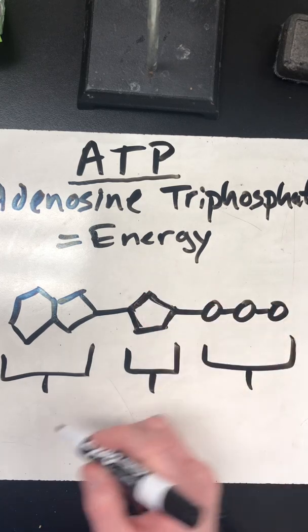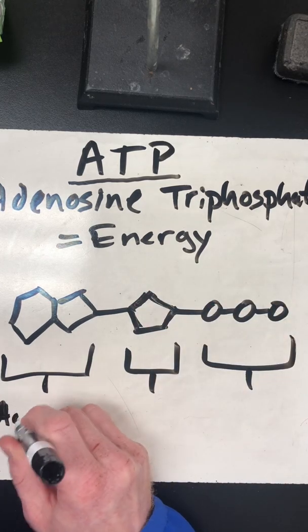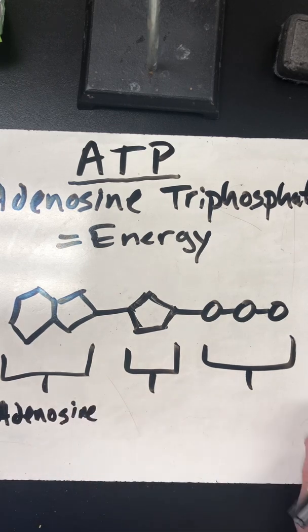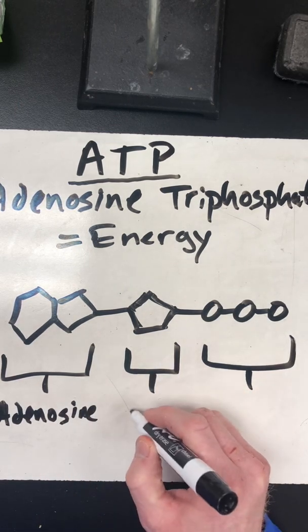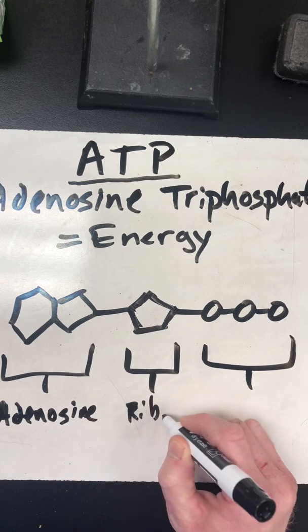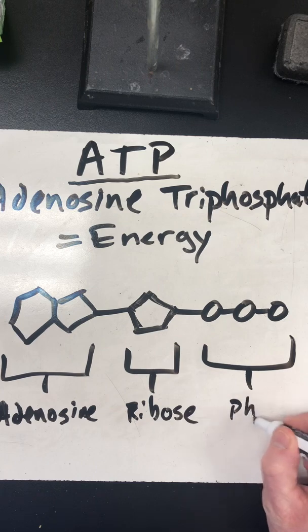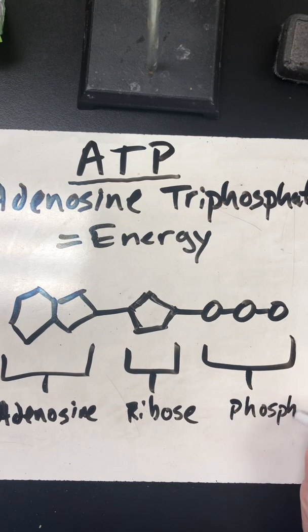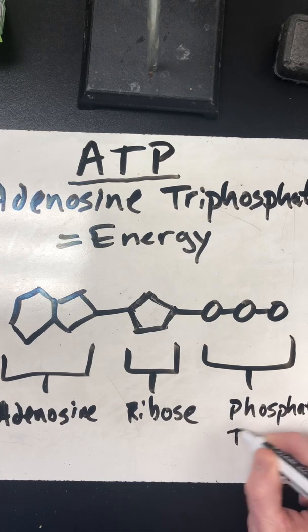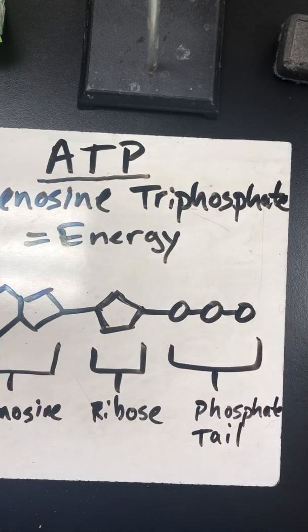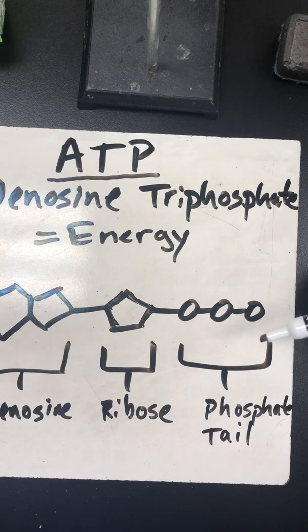It's made of 3 parts. I have something called adenosine on the left. I have a sugar right in the middle, which is ribose. And then down here I have a phosphate tail, or a triphosphate tail, because there's 3 phosphates, adenosine triphosphate. All right? Now you're looking at this and you're saying, where in the world would this store energy?